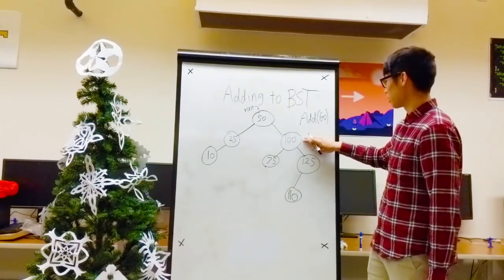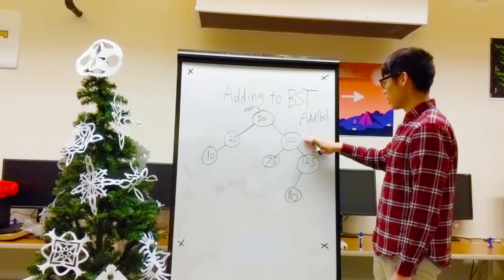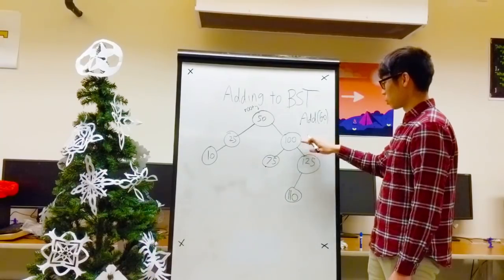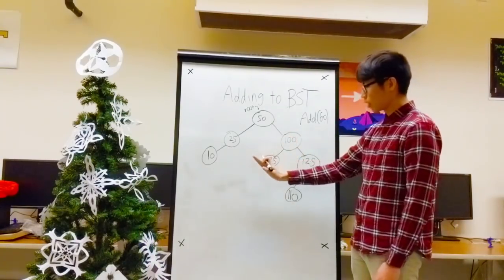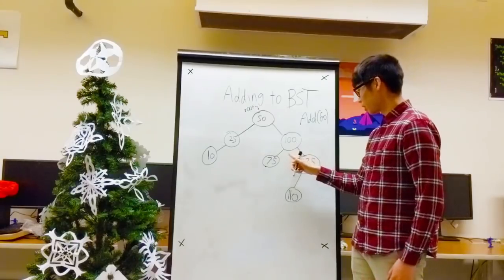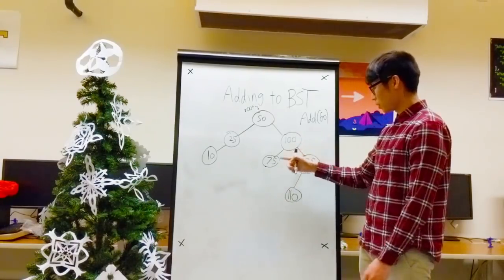And now when we're at this node, again, we'll compare 60 with 100, and we see that 60 is less than 100, so that means we'll have to look ahead to 100's left child. And we see that 100's left child is not null, which means we can traverse to this node.